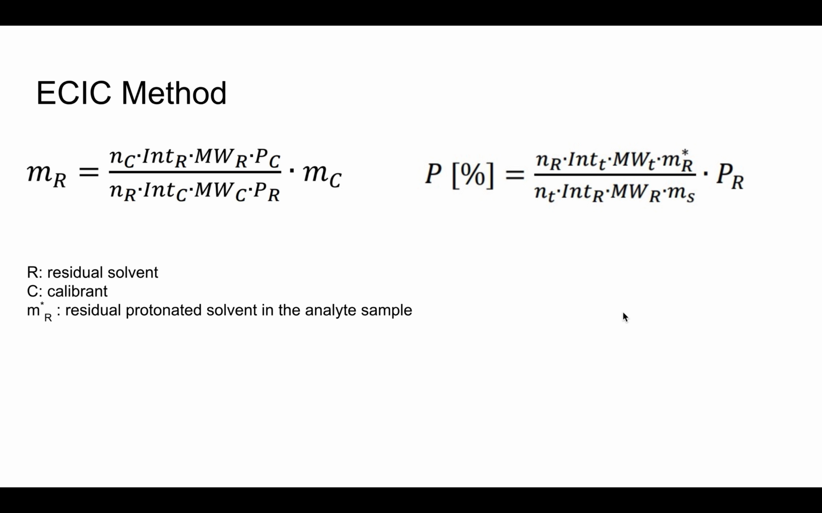But it's a little bit different, where instead of first calculating the percent purity, we need to find the mass of the residual solvent. By now, most of these variables should look familiar to you. The only thing different is the subscript, so I'll quickly go over those. Wherever you see an R subscript, that stands for the residual solvent. Wherever you see the letter C, that stands for calibrant. There is a different variable used here. This is an M star sub R variable, and this stands for the residual protonated solvent in the analyte sample.